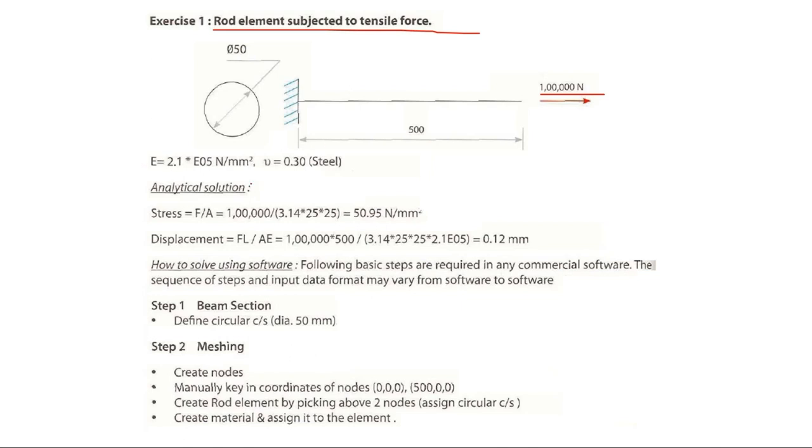So the analytical solution means normally we will say F by A, by hand calculation, this is the stress. Displacement we know is FL by AE, that 0.12 mm it will produce at this tip. If I pull it, it will come 0.12 mm.